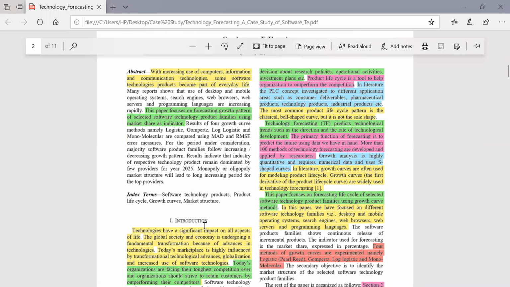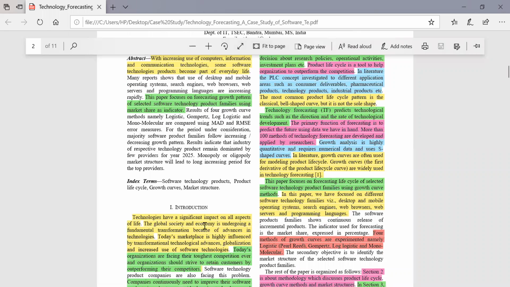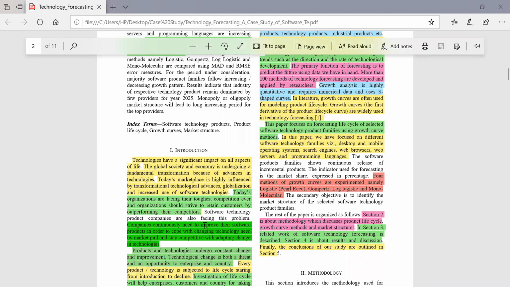So basically that is the overview introduction about what the paper deals with. Now I'll briefly go through the important concepts of the introduction part.